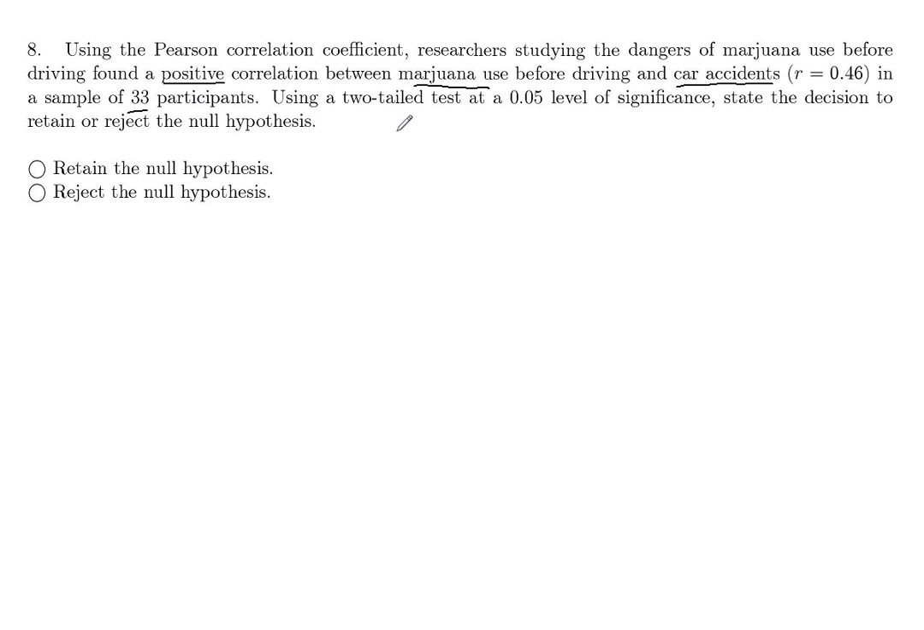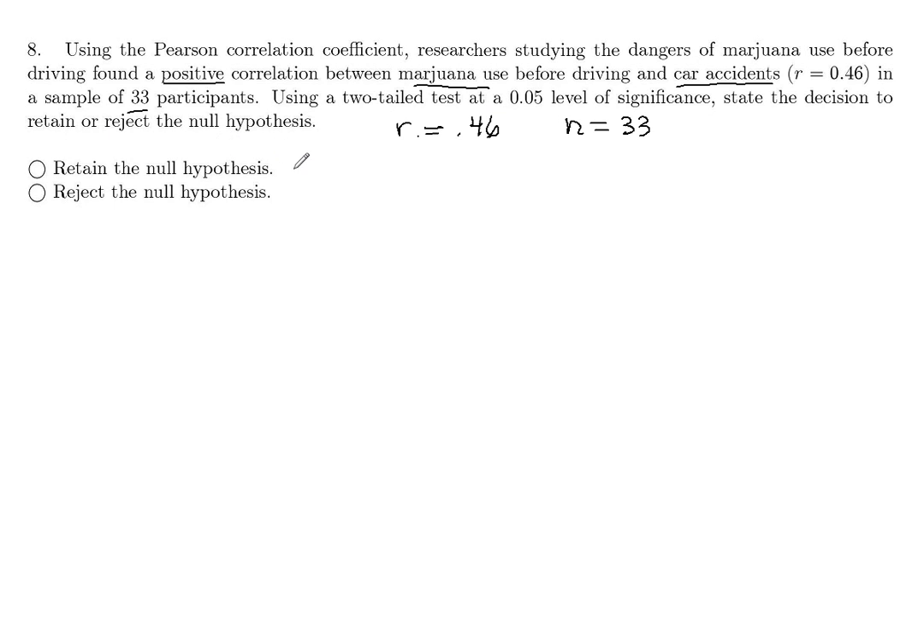So R is 0.46, and then 33 participants, that's going to be our sample size, N is going to be 33. And they want us to do a two-tailed test at the 0.05 significance level to state whether the decision should be to retain or reject the null hypothesis.